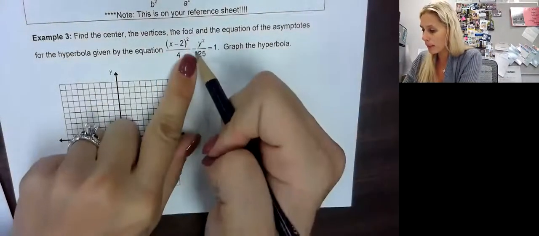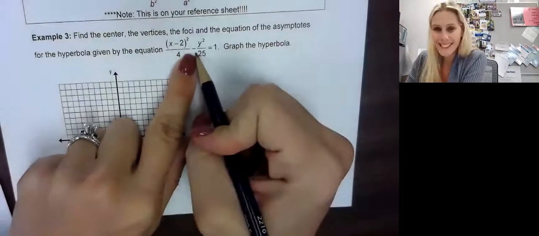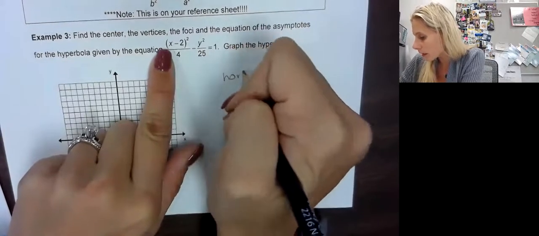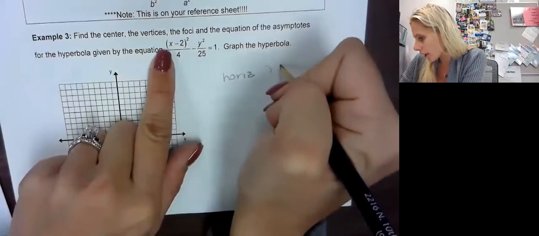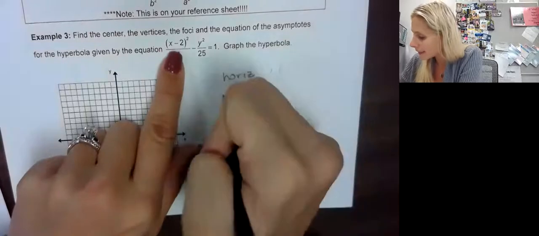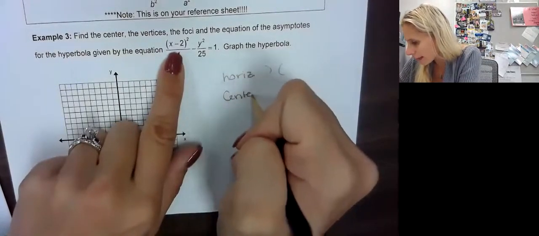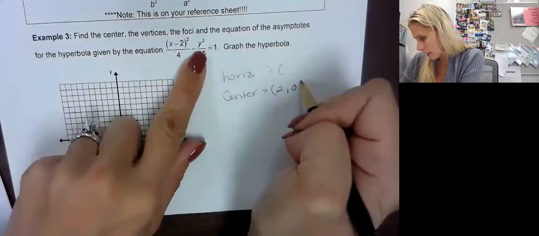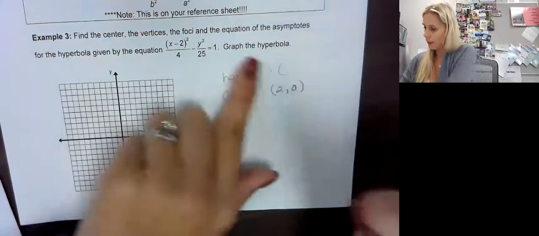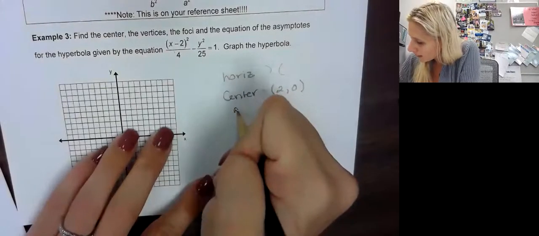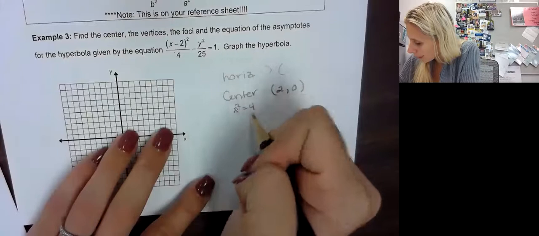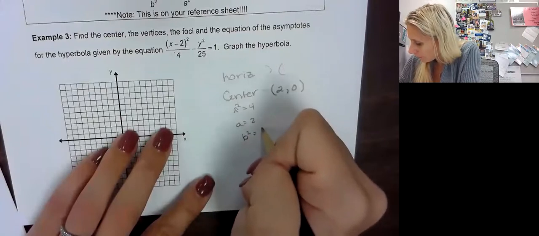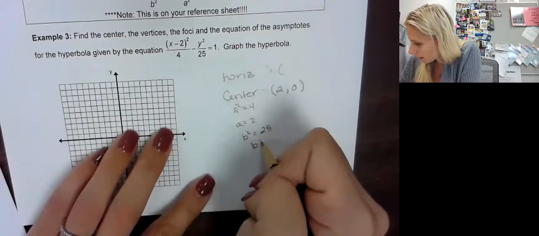Now, let's interpret that. First of all, let's put this down. We know it's a hyperbola because of the subtraction. Then I see it's an x squared, so this is going to be a horizontal. I'm going to write this down to keep in mind. Then it should look like that. Okay, center. The center right away I see is 2, 0. A squared is 4, which means A is 2. B squared is 25, so B is 5.